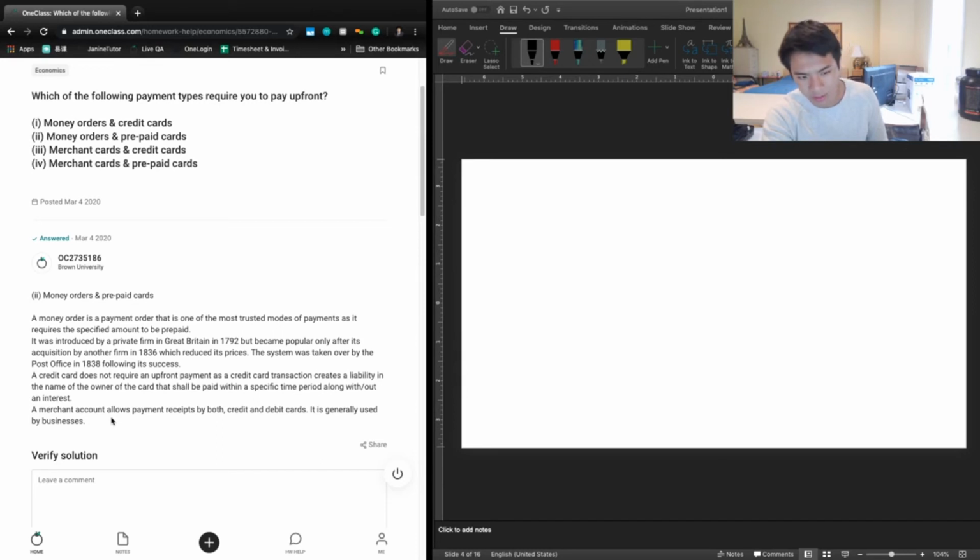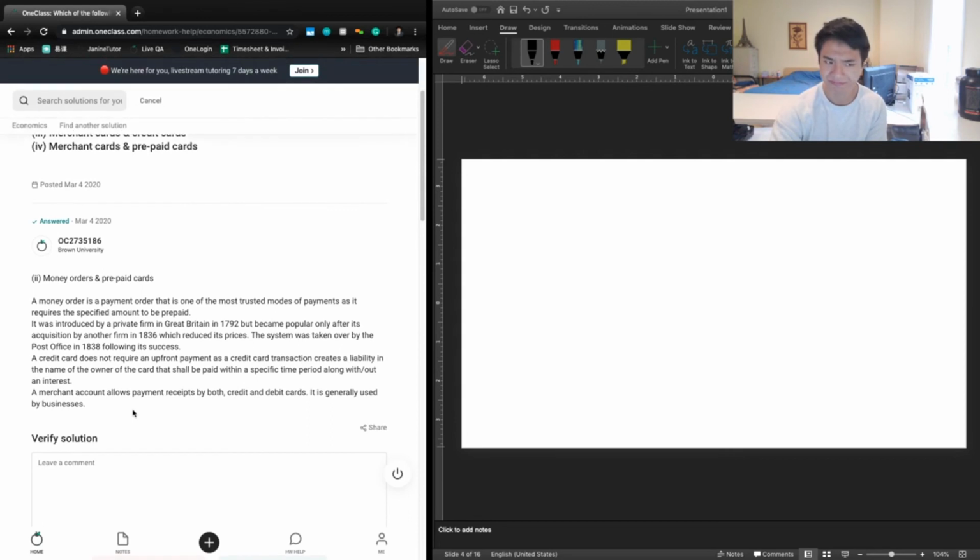A credit card does not require an upfront payment, as a credit card transaction creates a liability in the name of the owner of the card that shall be paid within the specific time period along with interest. So yeah, that is a credit card. And C says a merchant account allows payment receipts by both credit and debit cards. It's generally used by businesses.